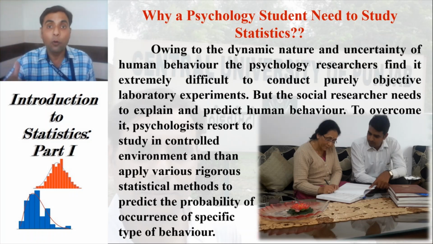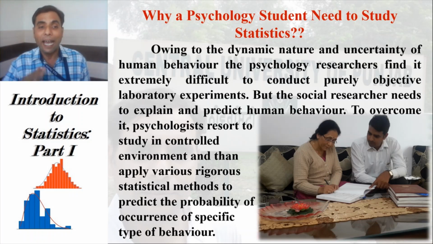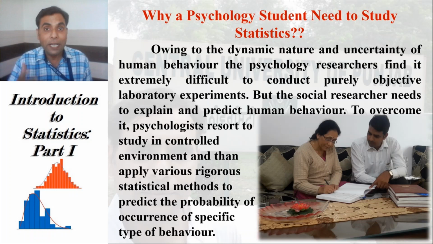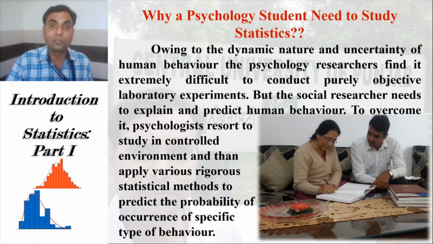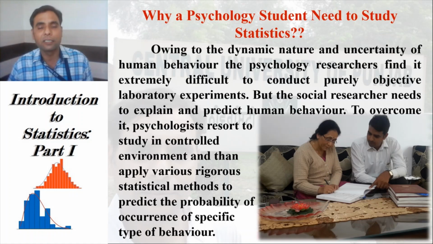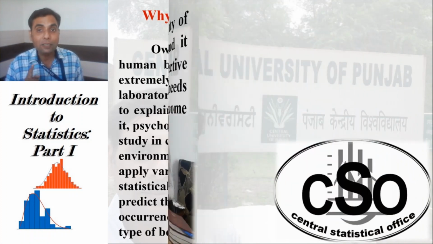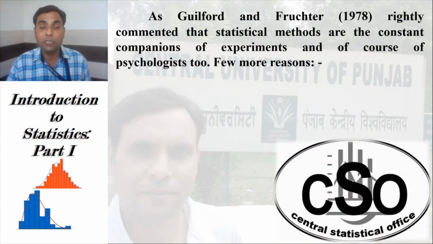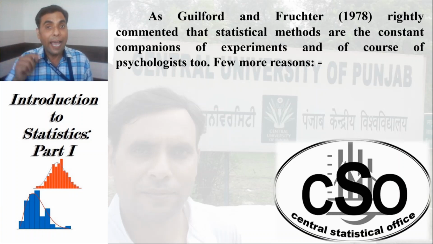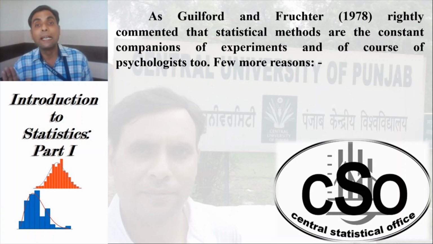And how to overcome that? To overcome all this, psychologists resort to studying in a controlled environment and then apply various rigorous statistical methods to predict the probability of occurrence of a specific type of behavior. So for the prediction of behavior, psychological researchers apply rigorous statistical techniques so that the particular behavior can be predicted. So you must understand that psychology students must read, study and master basic applied statistics.